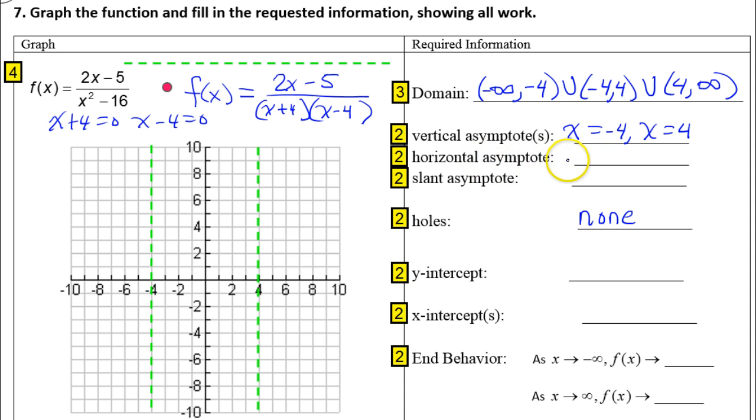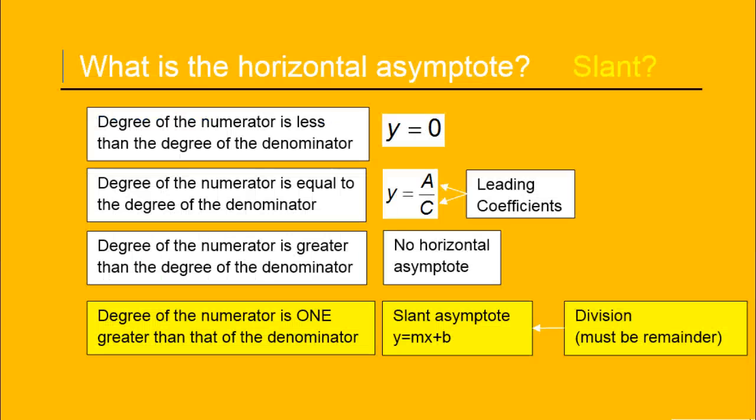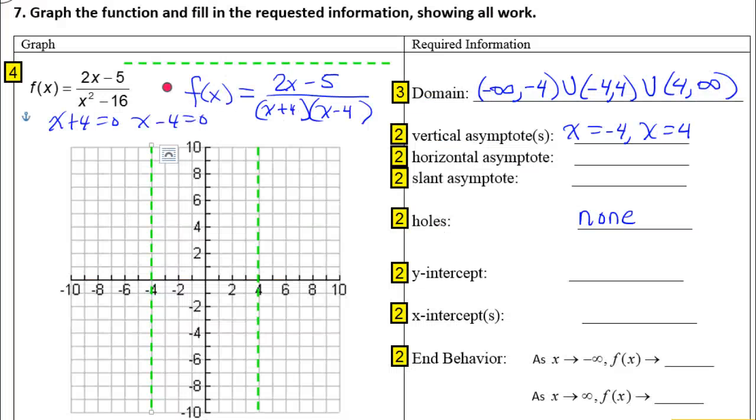Let's find the horizontal asymptote. The horizontal asymptote depends on the degree of the numerator and how it compares to the degree of the denominator. If the degree of the numerator is less than the degree of the denominator, then the horizontal asymptote is y equals 0. If the degree of the numerator is equal to the degree of the denominator, then the horizontal asymptote is y equals a over c, where a and c are the leading coefficients. And if the degree of the numerator is greater than the degree of the denominator, then there is no horizontal asymptote.